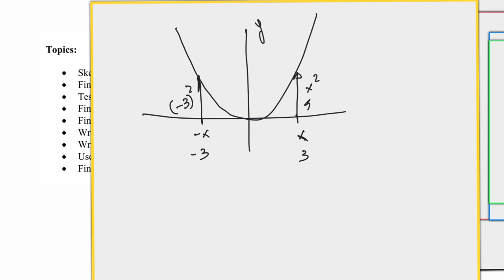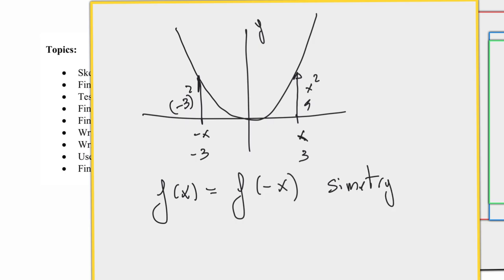So if f of x is equal to f of minus x, it means symmetry with respect to the y-axis.